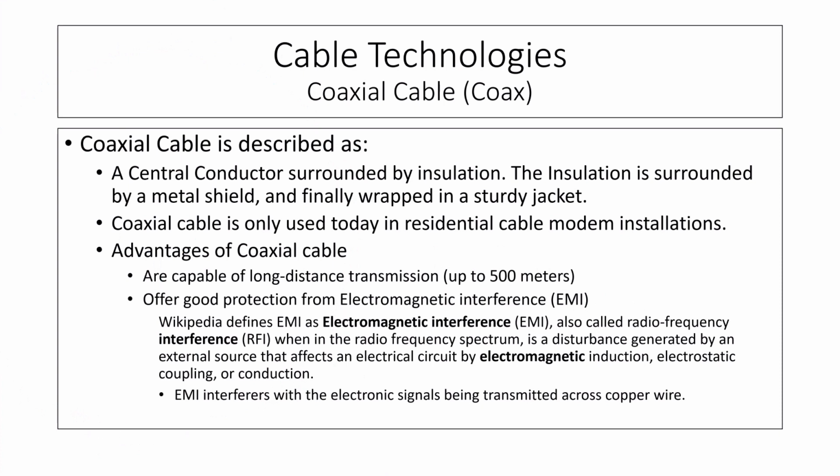And here's a discussion of EMI here, I'm not going to go into it. But EMI interferes with signals being transmitted across that copper wire, so EMI can cause problems in a network. And coaxial cable did a pretty good job of protecting against EMI. It was not unusual to see these run up elevator shafts and factory floors.